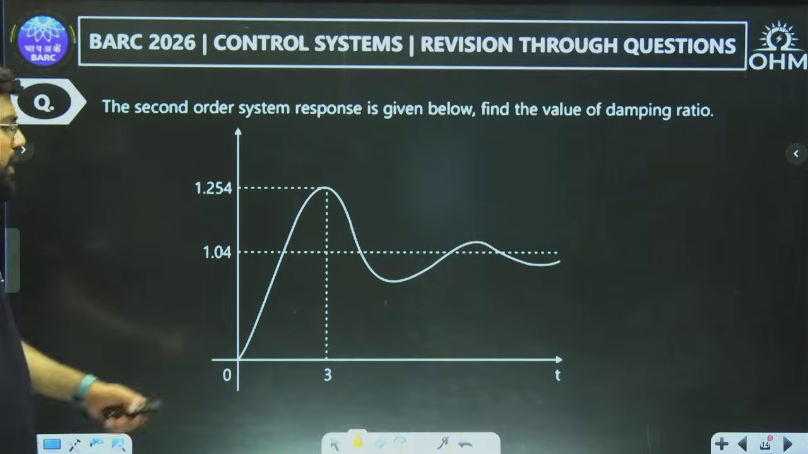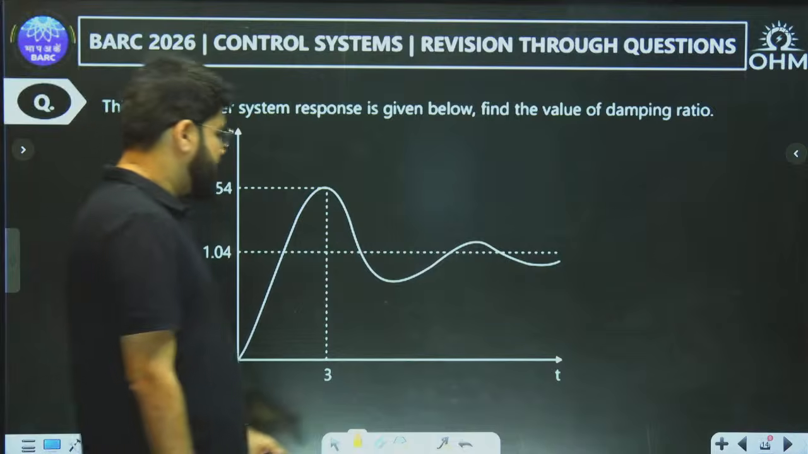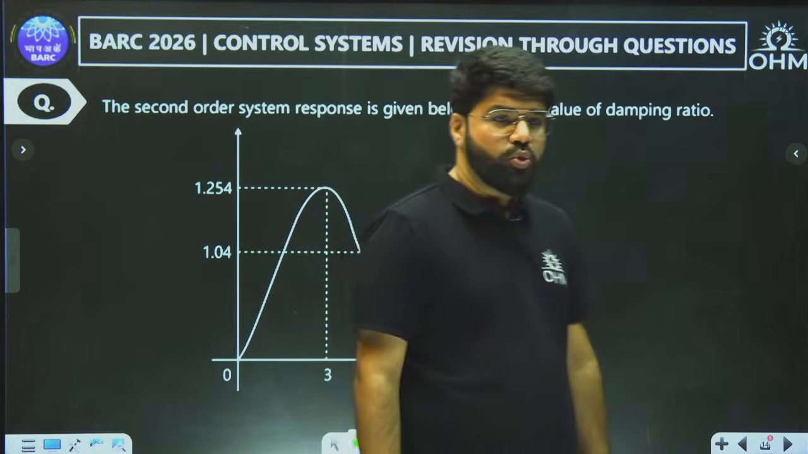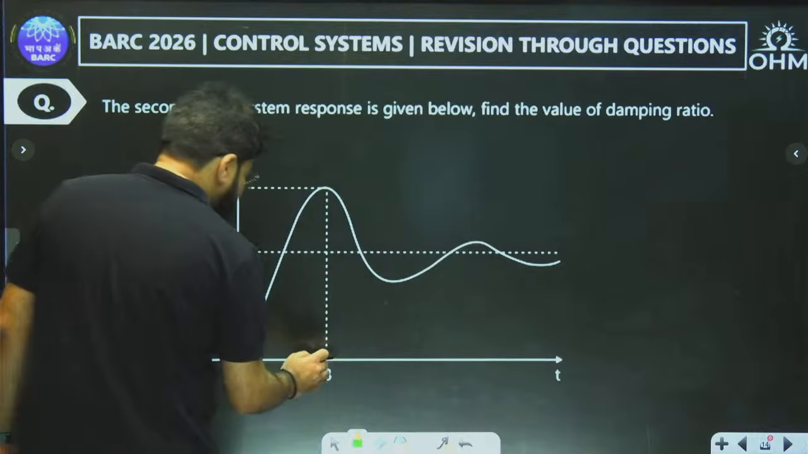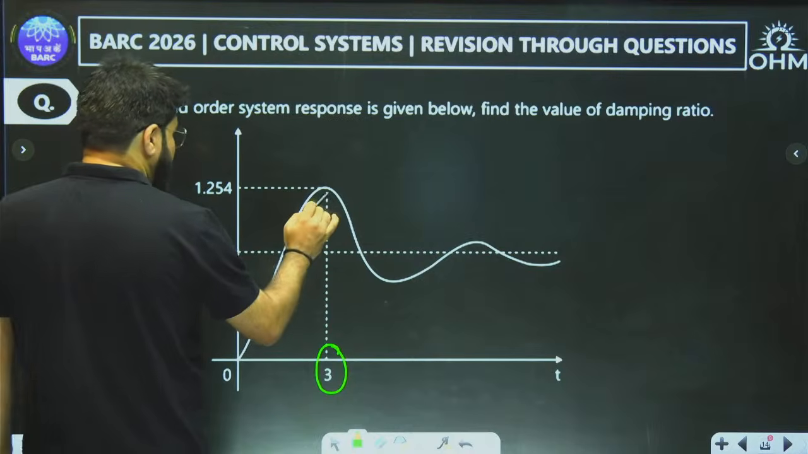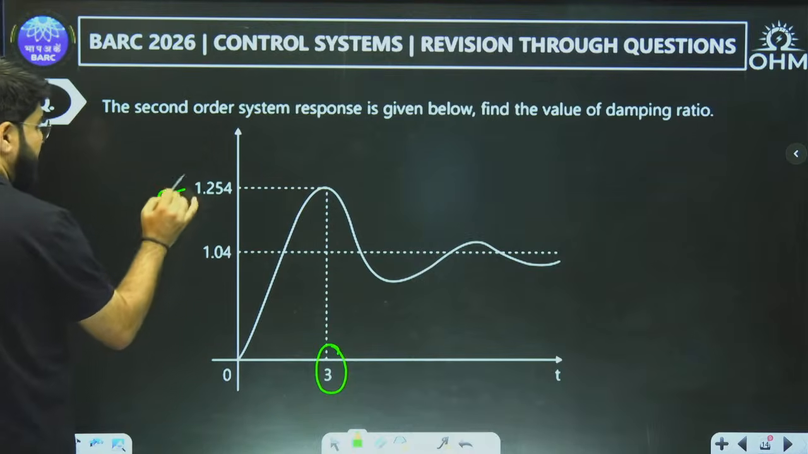Okay, next one. The second order response is given below. Find the value of damping ratio. The best thing is you can take the overshoot. There is one more thing, what is this? This is the value of the time at which the peak overshoot occurs. This is the value of the maximum output.